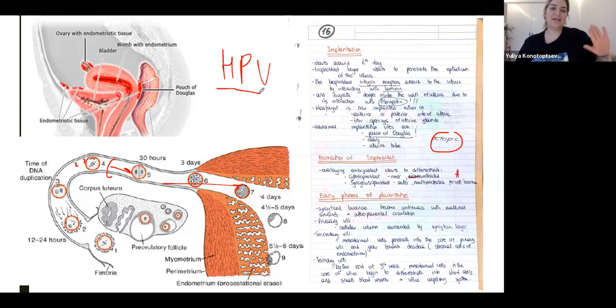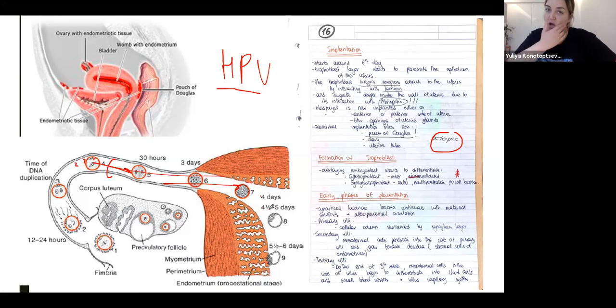So untreated chlamydia, keyword untreated. If you had it, you got yourself treated, you're okay. But untreated, you're unaware that you have chlamydia, can definitely kill these cilia right here. That will lead to infertility because they can't swipe the zygote to the uterus.